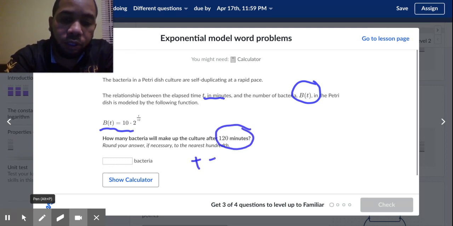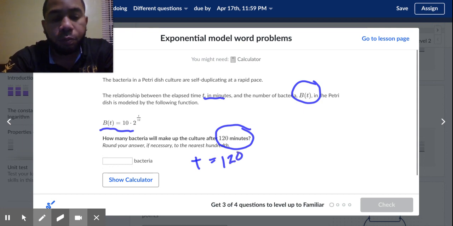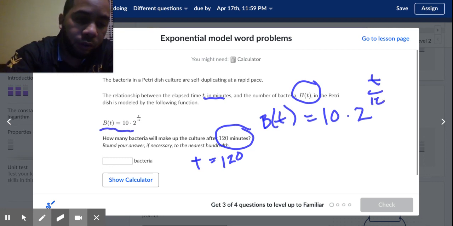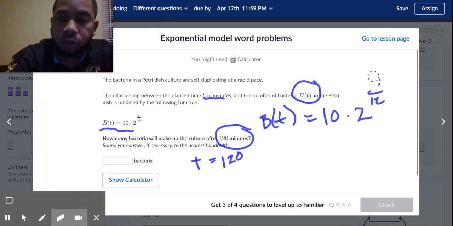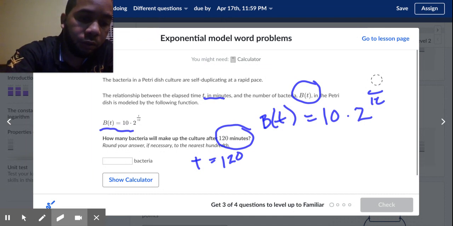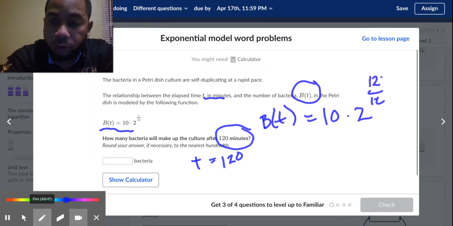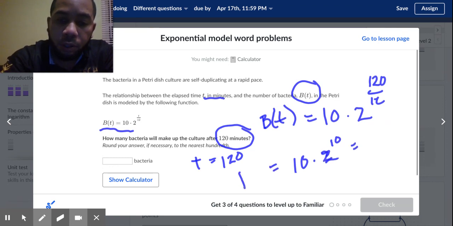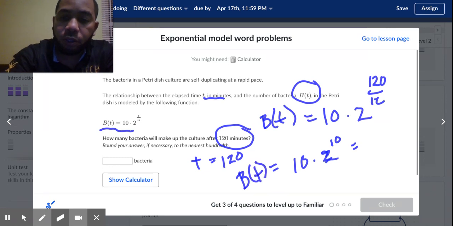So we can assume T is equal to 120. It's pretty easy. They're asking us B(T), which is 10 times 2 to the T over 12 power. But here's the thing. They tell us what T is. So we don't need to write T. We can actually write 120. And 120 divided by 12 is 10. So we got 10 times 2 to the 10th power. And that answer is going to give us B(T), the number of bacteria.